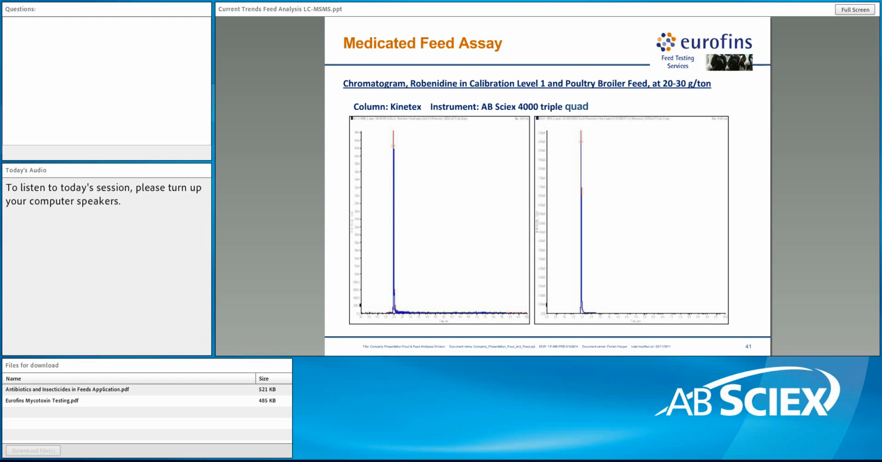And here's an example of the chromatography. The chromatography was done on a Kinetex column with an AB SCIEX 4000. On the left-hand side is our lowest calibration level, level 1 for the analysis. It's a 4-point calibration, and that is the 1 part per billion standard, which you see excellent sensitivity for. And on the right-hand side is an example of the extracted and cleaned up poultry broiler feed at the 20 to 30 grams per ton range. You see excellent sensitivity and very low background noise for that particular feed.